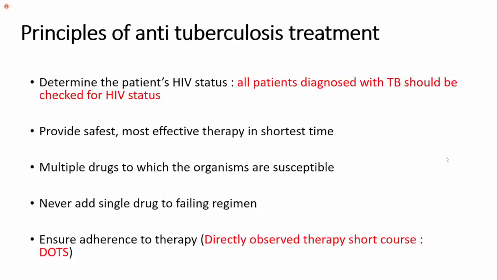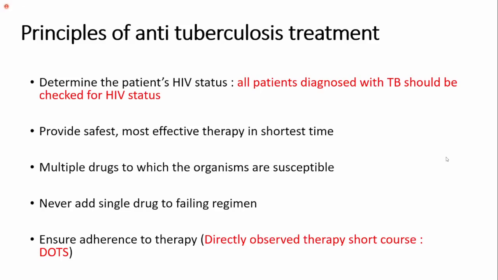Once we have chosen the patient and the course of illness that we are going to treat, the principles that we try to achieve in the treatment are, first, we would determine their retroviral status. All patients with TB must be checked for their HIV status, and whether it's positive or negative, there can be changes in the management. You will learn them as we go on.